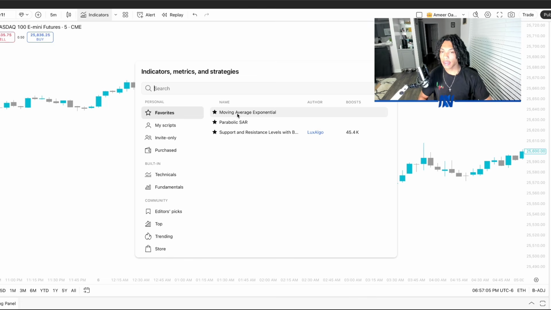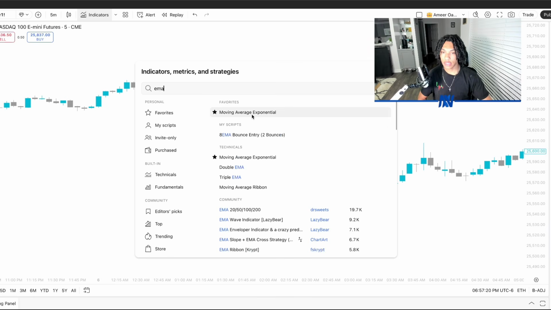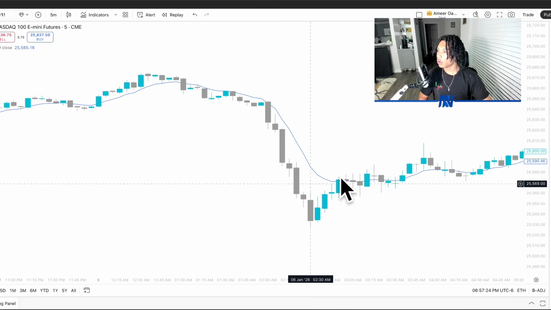It's an 8 EMA, or an exponential moving average, or the moving average exponential, which is what it's called on TradingView. So you can type in EMA on any software that you're using and then just add the EMA, and then boom. This is the only line we're going to be using.